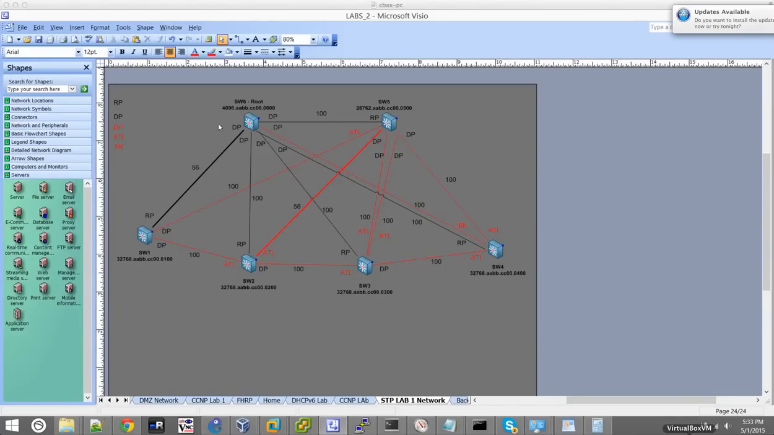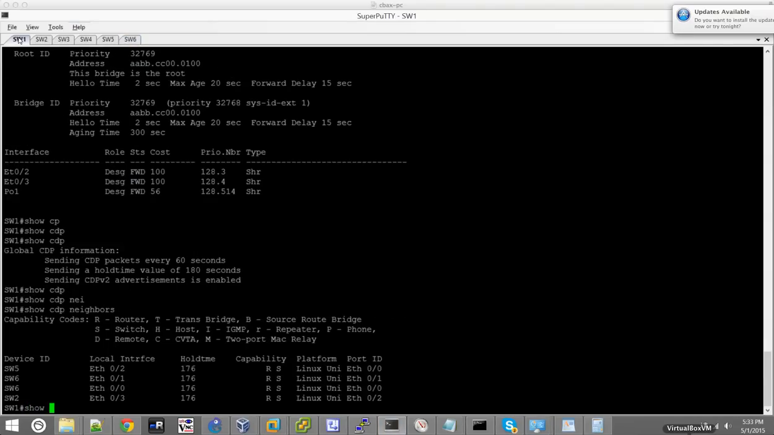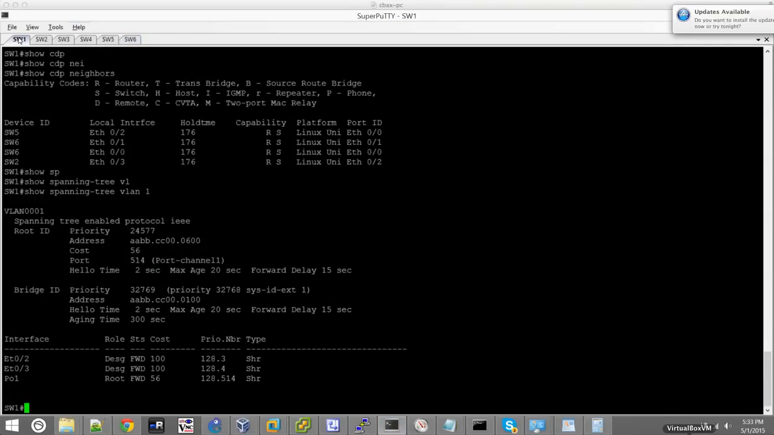We should have the port channel going to switch 6 as the root port, and the other two ports in that switch stack as going, you know what? Now that I modified this, the other uplinks talking to this guy should be incorrect now because his, I take that back. Because his cost is still 56, he should still have the two designated ports with the one root port going towards switch 6 on switch 1. Show spanning-tree vlan 1. Right, so we have all forwarding. Two designated ports and the root port, which is the port channel going to switch 6.